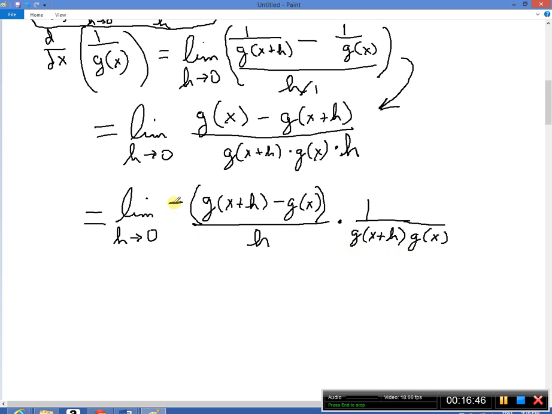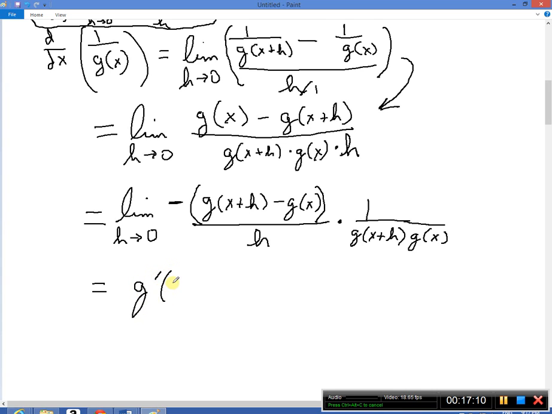And the neat thing is, this minus I can move wherever I want. And look at what's left over here. The limit as h goes to 0 of this times this. The limit of a product is the product of the limits. So I take the limit of the first thing. And we've seen this before. The limit as h goes to 0 of this difference quotient is exactly the derivative of g.